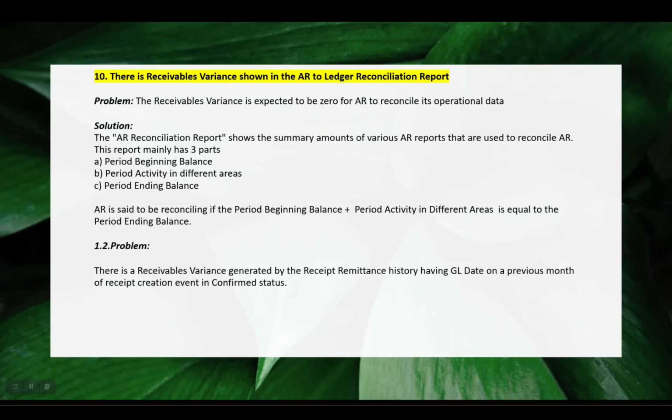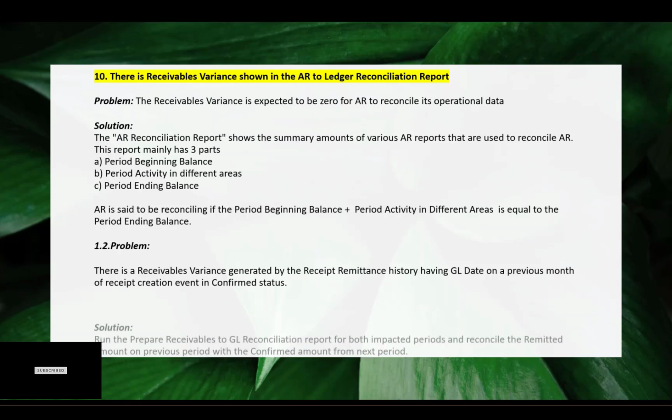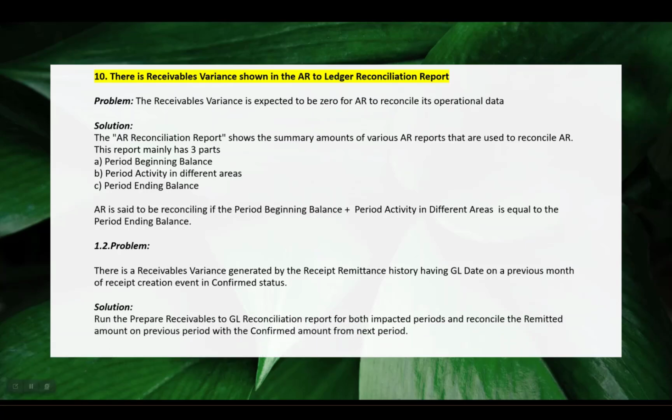Problem: there is a receivable variance generated by receipt remittance history, maybe having a GL date in previous months, or a receipt creation event in confirmed status. You have to run the prepare receivable to GL report for both impacted periods and reconcile the remitted amount on the previous period with the confirmed amount from the next period.